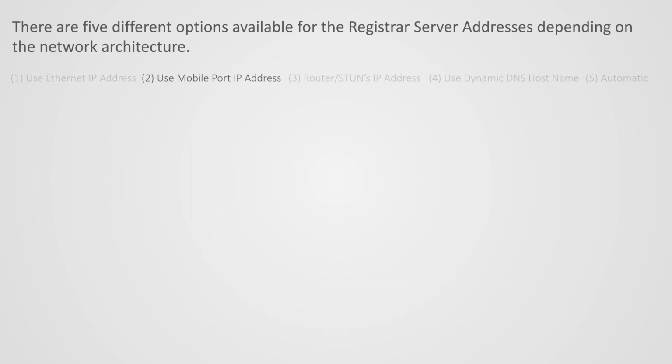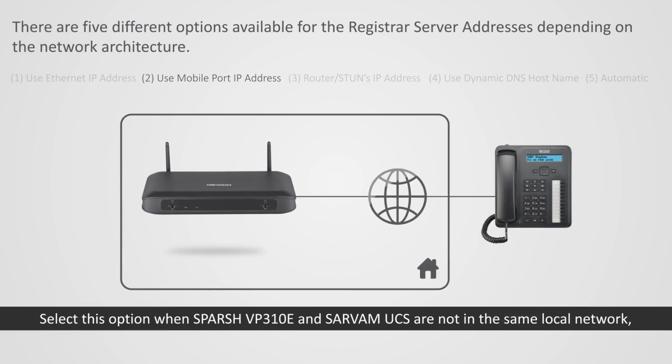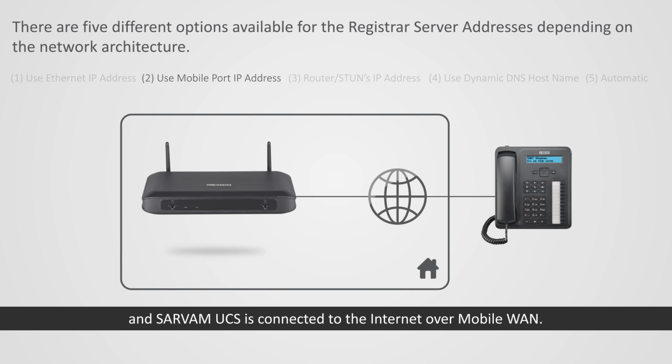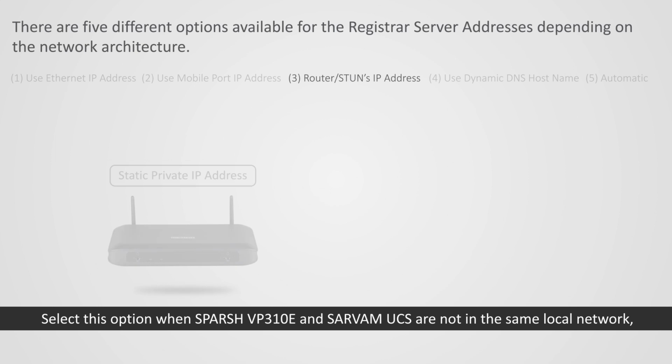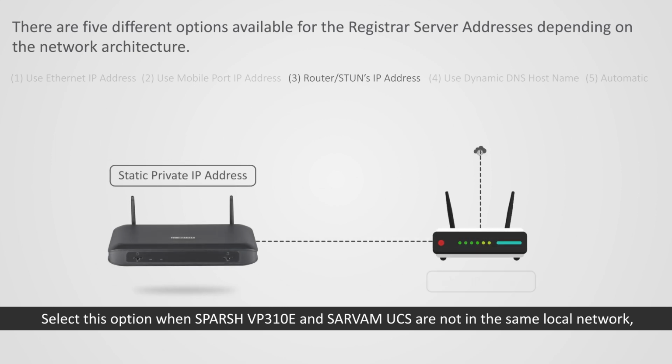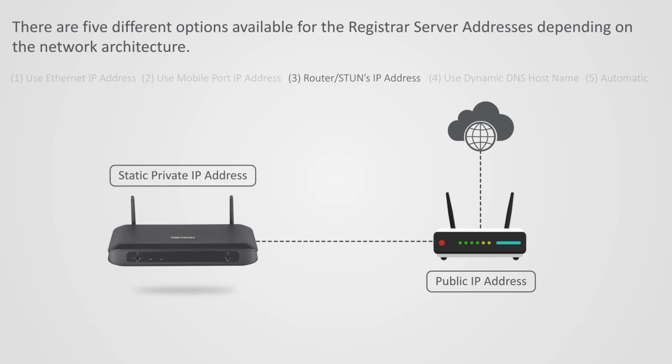Use mobile port IP address. Select this option when SPARSH VP310E and SARVAM UCS are not in the same local network, and SARVAM UCS is connected to the Internet over mobile WAN. Router or STUNS IP address. Select this option when SPARSH VP310E and SARVAM UCS are not in the same local network, and SARVAM UCS is connected behind a router or firewall.